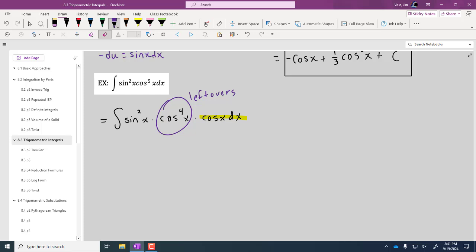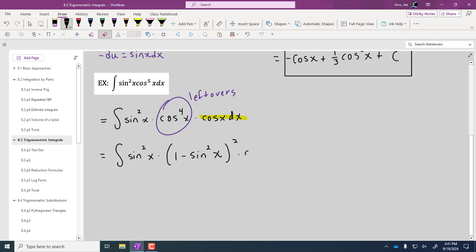So how do we convert cosine to the fourth over to sines? Break it up into cosine squared x, so cosine squared times cosine squared. So we're going to have 1 minus sine squared, quantity squared. Right? Because cosine squared is 1 minus sine squared. Sine squared plus cosine squared is 1. So cosine squared is 1 minus sine squared.